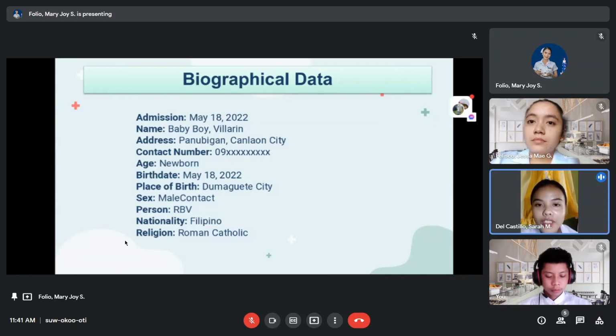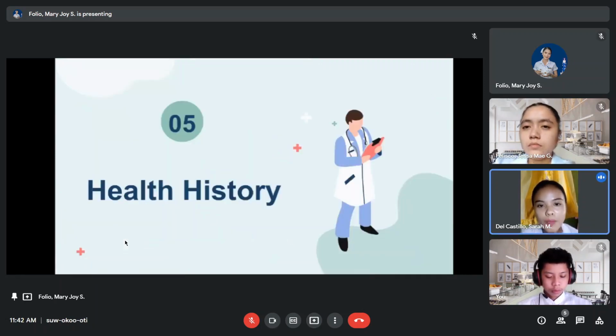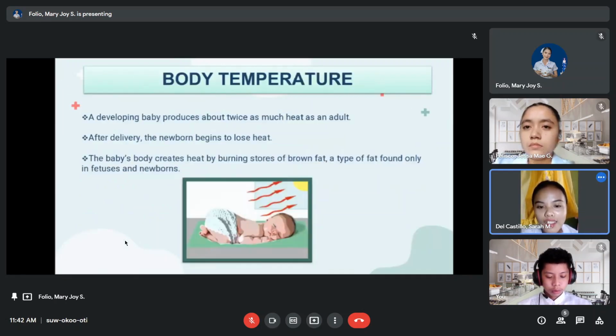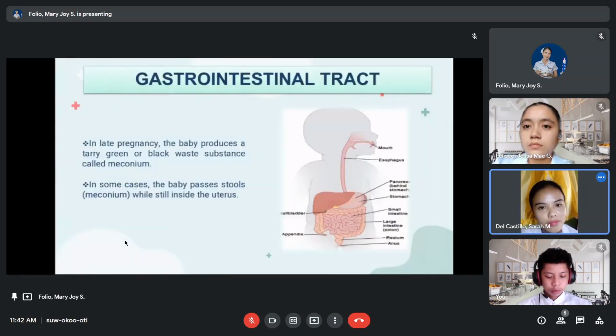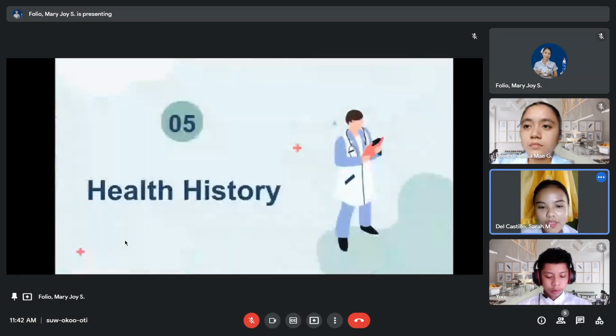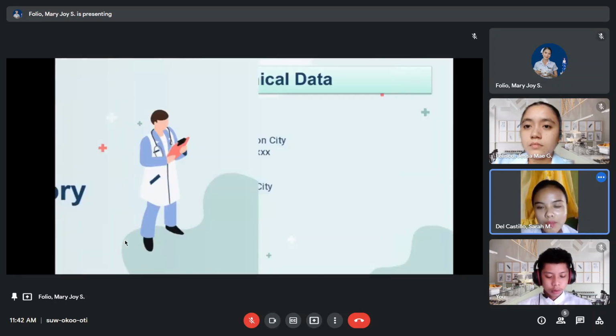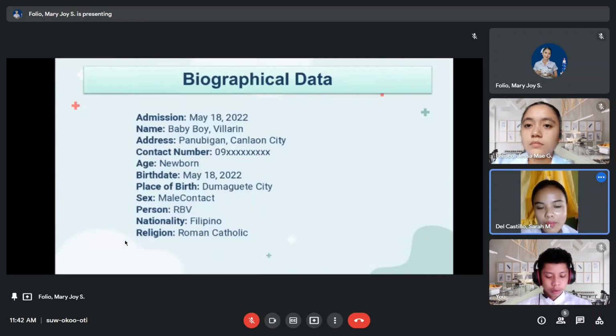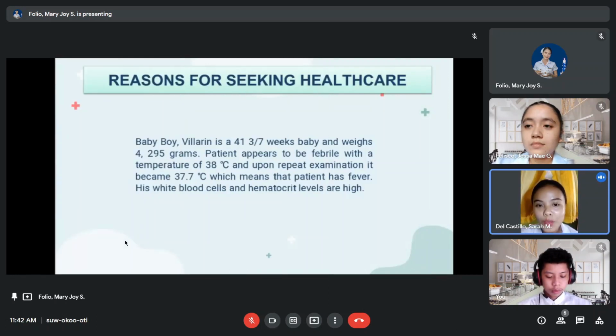So for the biographical data, the admission is May 18, 2022. Name is Baby Boy Villarin. Address is Panubigan, Canlaon City. So for the contact number is 09XXX, and the age is newborn.